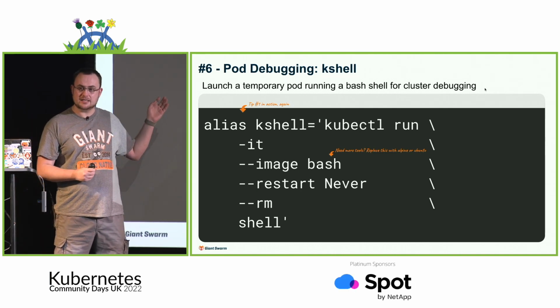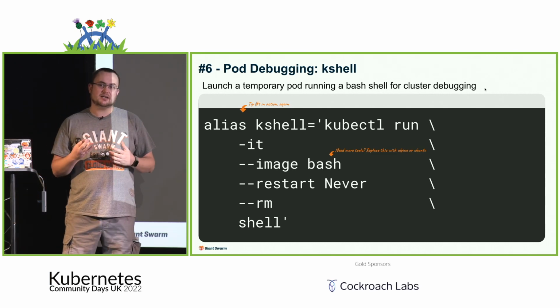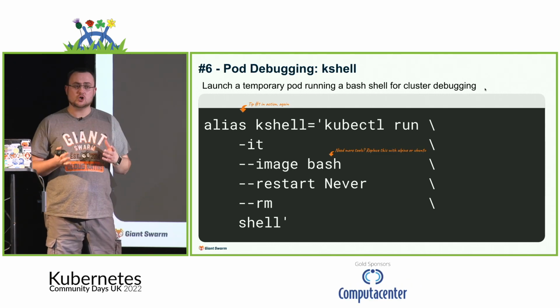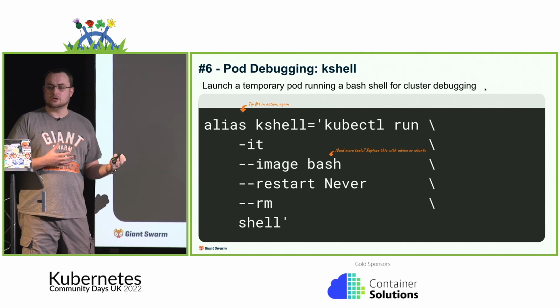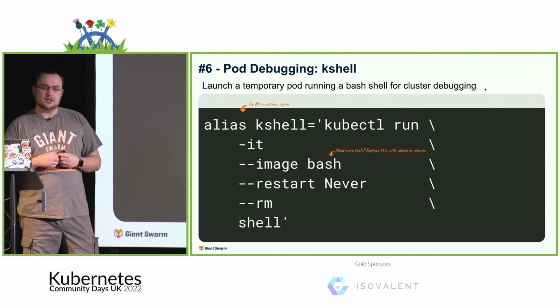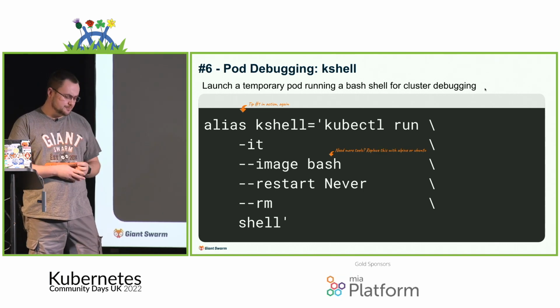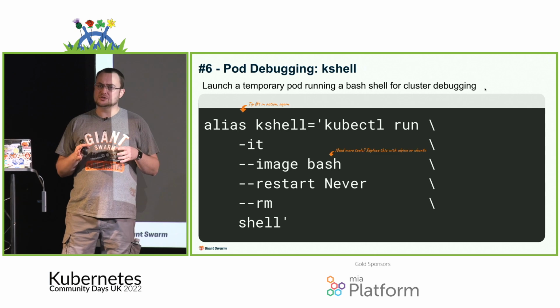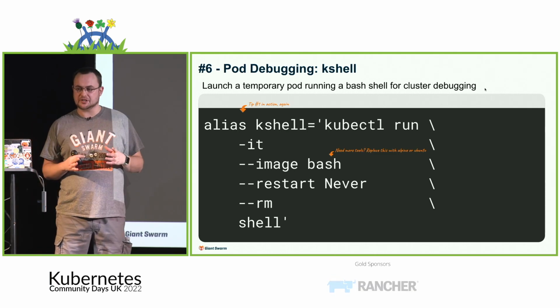I'm using an alias in my bashrc to create a command line function called kshell. What kshell will do is run a kubectl command. It will do a kubectl run, use a bash image, drop me straight into the shell, and clean it up after I'm done. This allows me to launch a pod in the cluster that I can then use for general debugging.